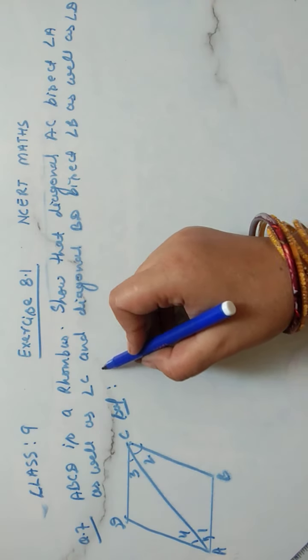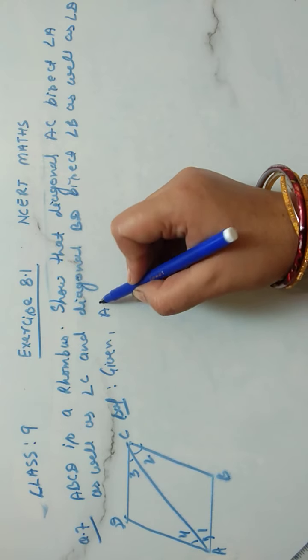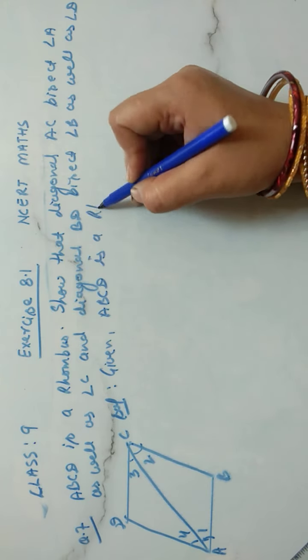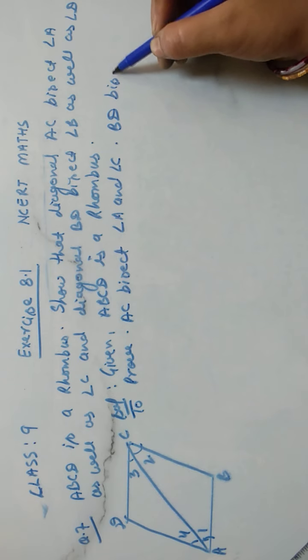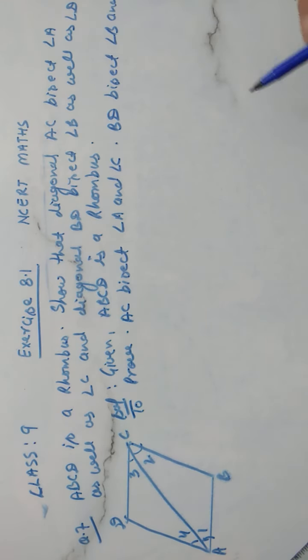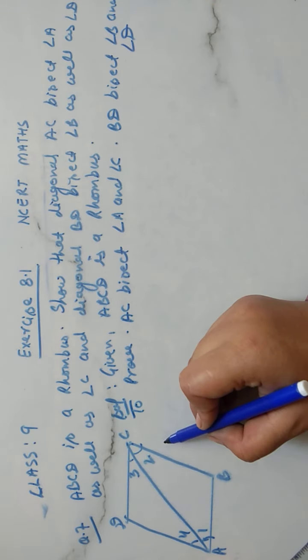First of all, given that ABCD is a rhombus, means all sides are equal. Now to prove: AC bisects A and C, and BD bisects B and D. These two things we need to prove. Just see how we will prove it. See the proof.